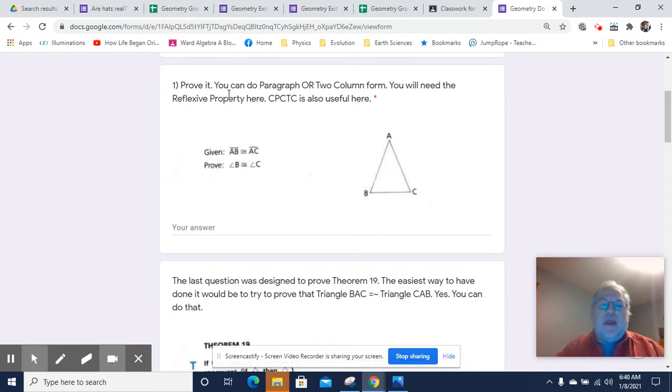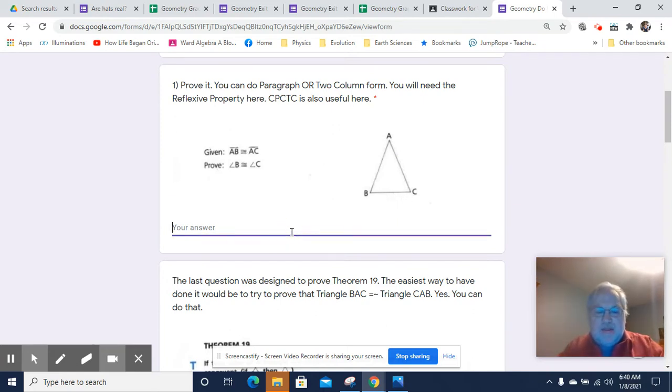The first question asks you to prove that angle B in this triangle is congruent to angle C. And we have been given that AB is congruent to AC. Now, the easiest way to do this is going to be to prove that triangle ABC is congruent to triangle ACB, because then you can use the reflexive property for BC.